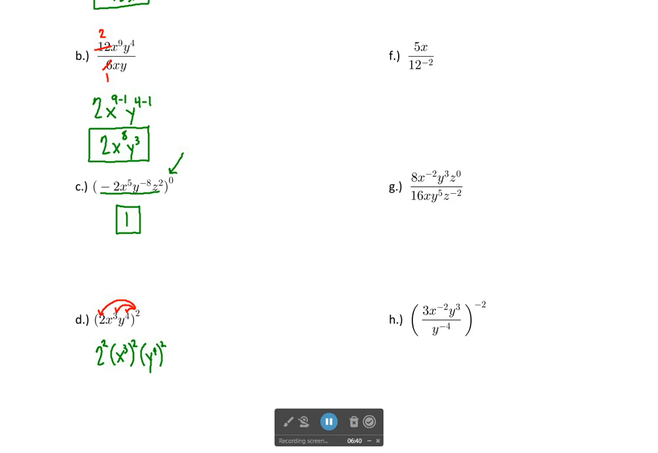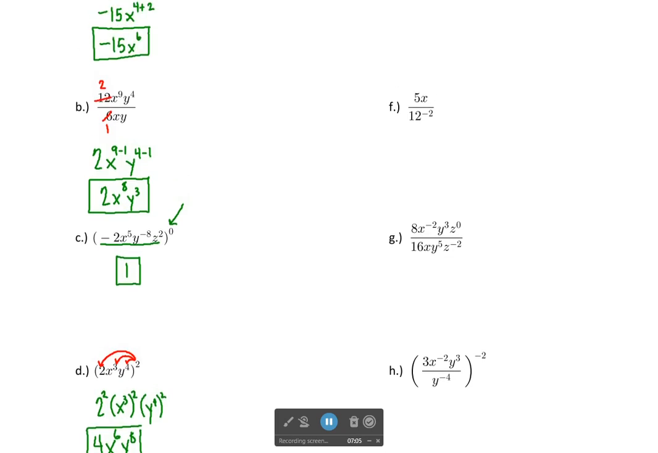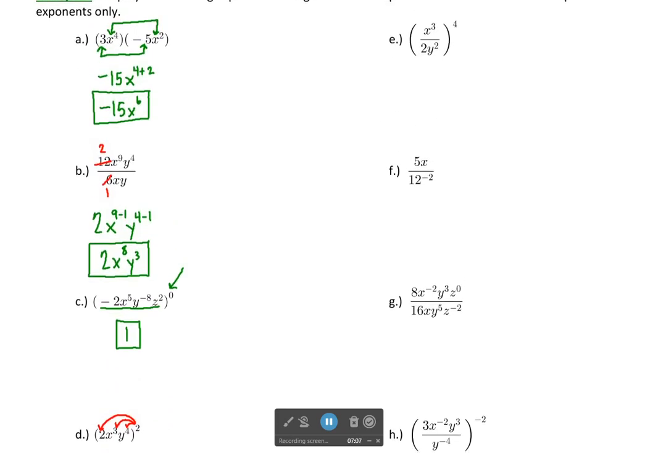Then we can simplify. 2 squared is 4. Notice next we are raising a power to a power, so we need to multiply the powers. X to the 3 squared would be x to the 3 times 2, or 6. And y to the 4th squared, we're going to multiply the powers to get y to the 8th. So we end up with 4x to the 6th, y to the 8th power. Okay, so far so good. Let's move over here to example E.